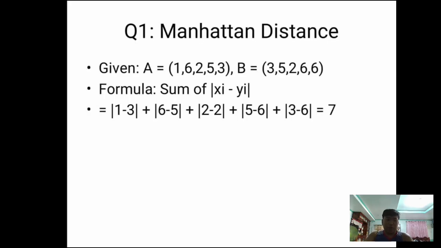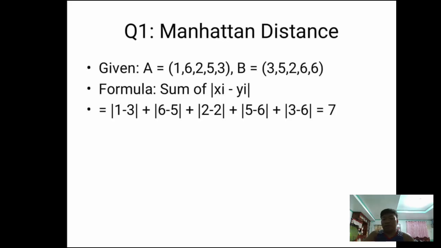First, question one is Manhattan distance. Given A equals (1, 6, 2, 5, 3), and B equals (3, 5, 2, 6, 6). For the formula, the sum of |xi minus yi| equals |1 minus 3| plus |6 minus 5| plus |2 minus 2| plus |5 minus 6| plus |3 minus 6|, which equals 7.